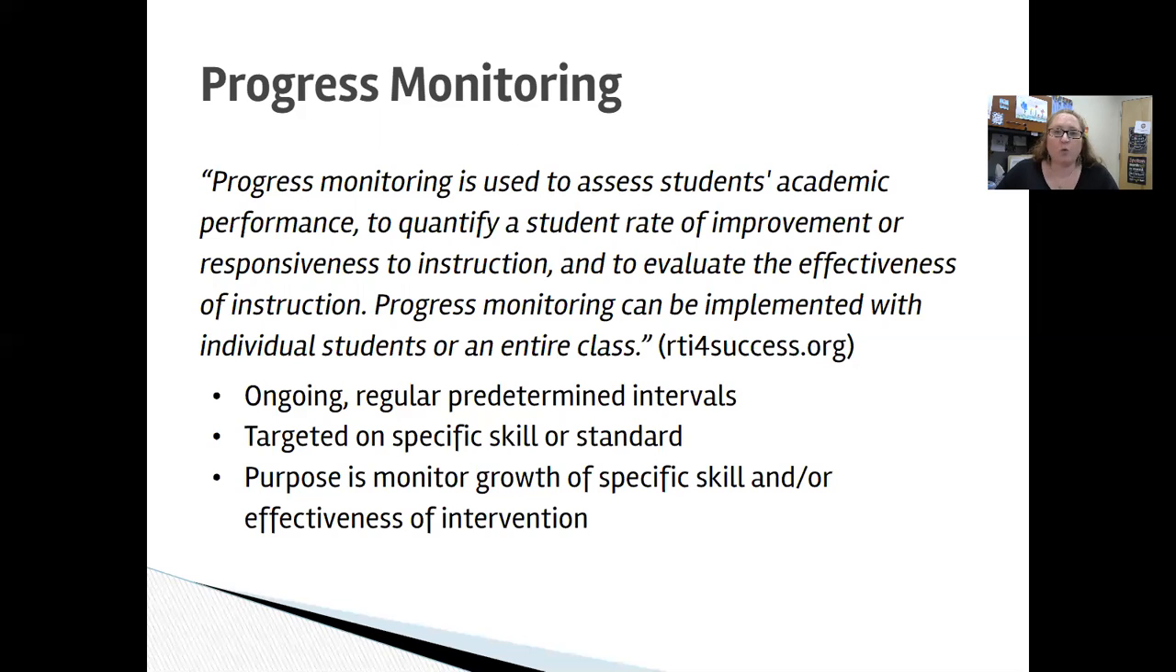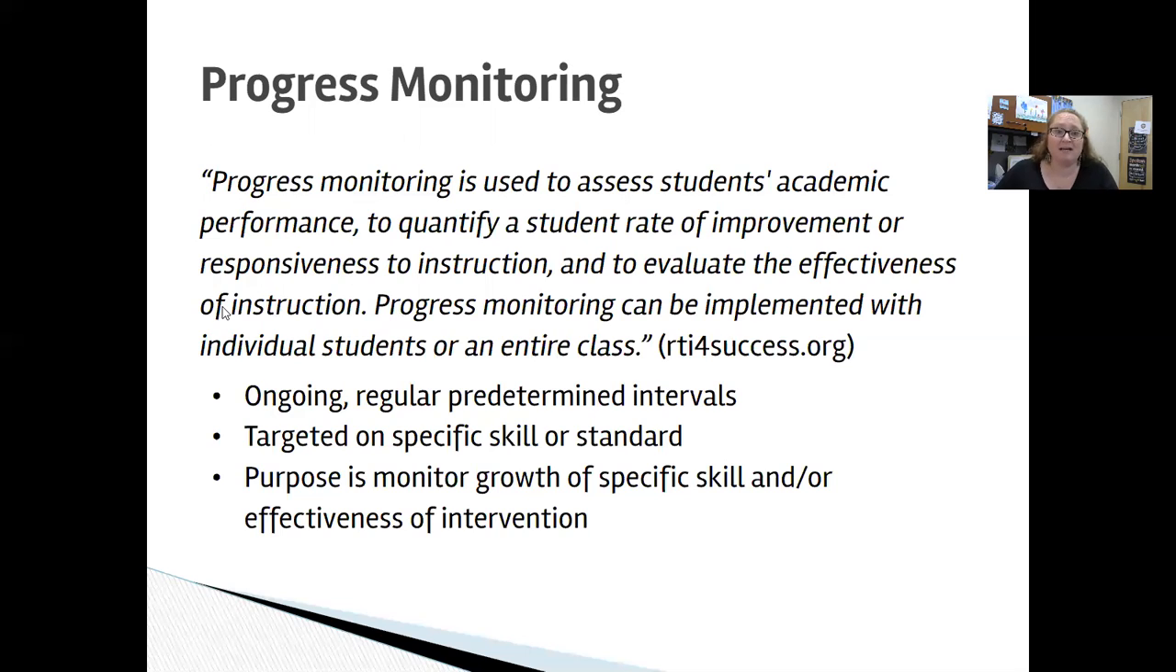So let's think about what that means. Progress monitoring is used to quantify a student's rate of improvement. We assume students are improving if they're learning, right? But we have to quantify that. We have to put data to that. So progress monitoring helps us see exactly how much students are growing and where. It also shows us how they're responding to instruction or intervention.